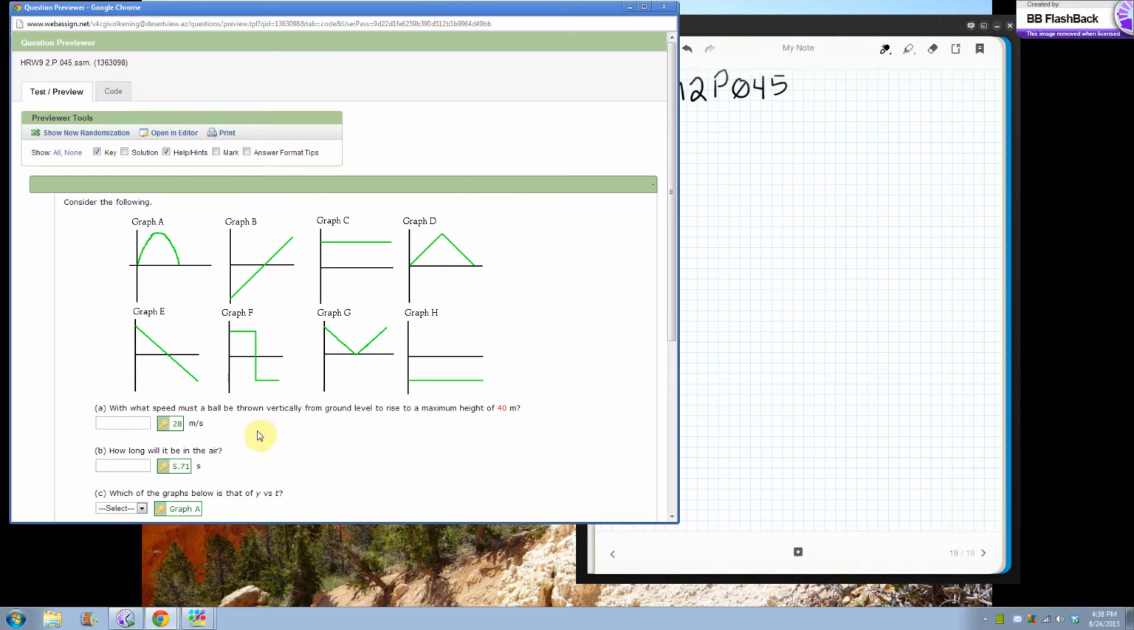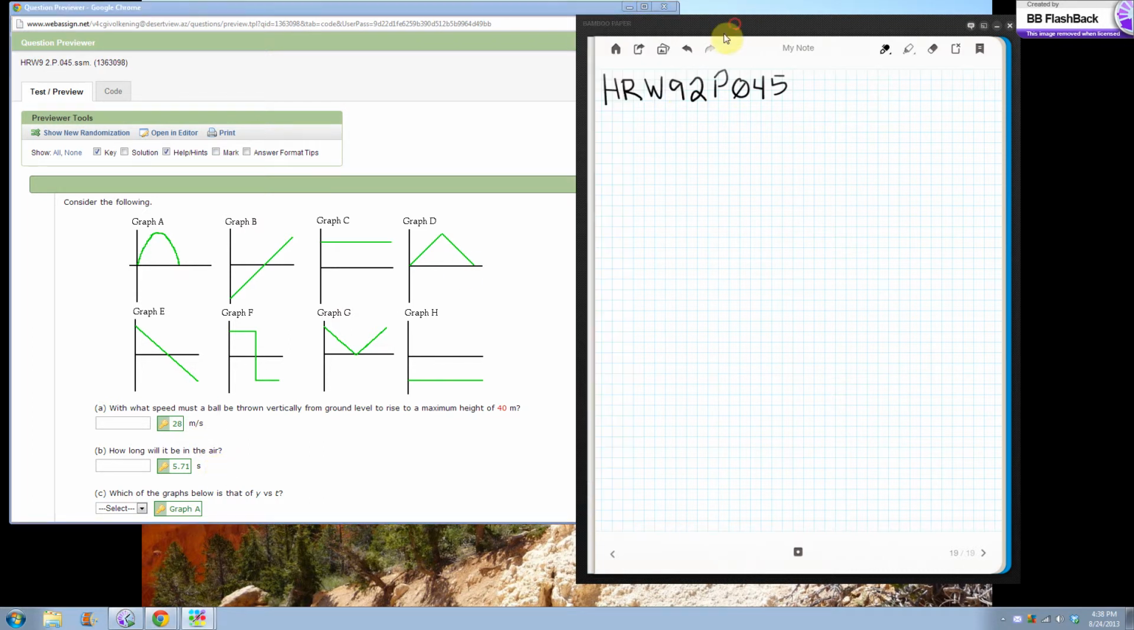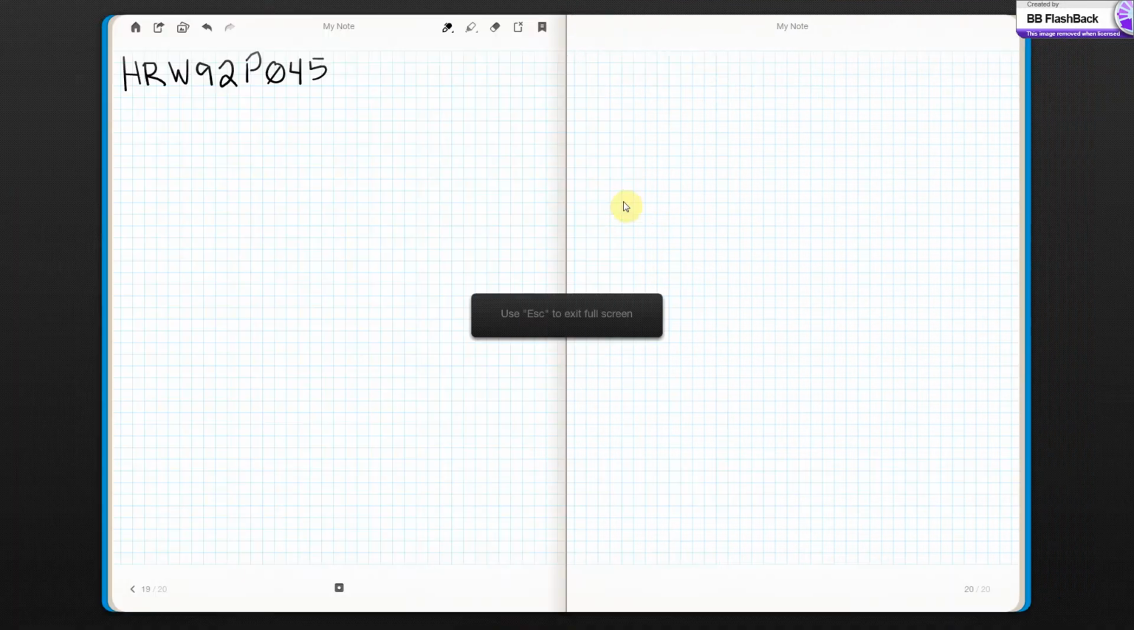We've got a ball thrown vertically from the ground level to rise to a maximum height of, your number will be different, so I'm going to just put H max is 40. I want to know the speed that it left the ground, and I want to know how long it was in the air. And we'll talk about the graphs later.